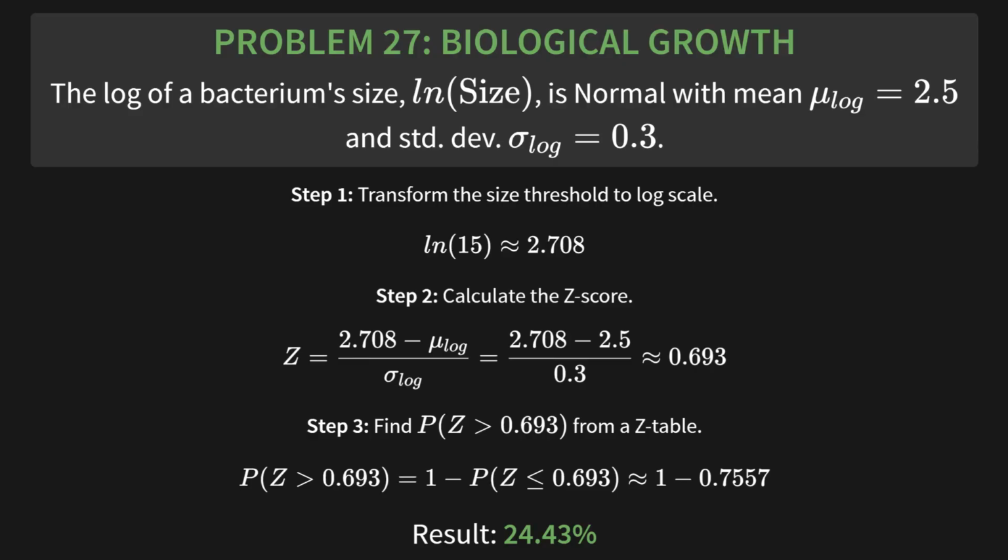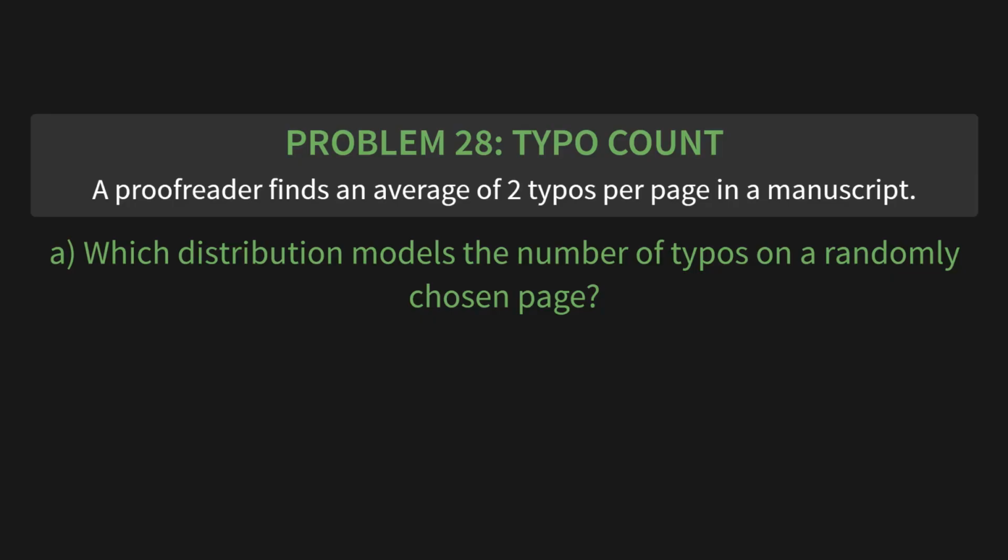And finally, step 3. We need to find the probability that z is greater than 0.693 from a z-table. This is the same as 1 minus the probability that z is less than or equal to 0.693. Looking that up, we get 1 minus 0.7557, giving us our final result, 24.43%.